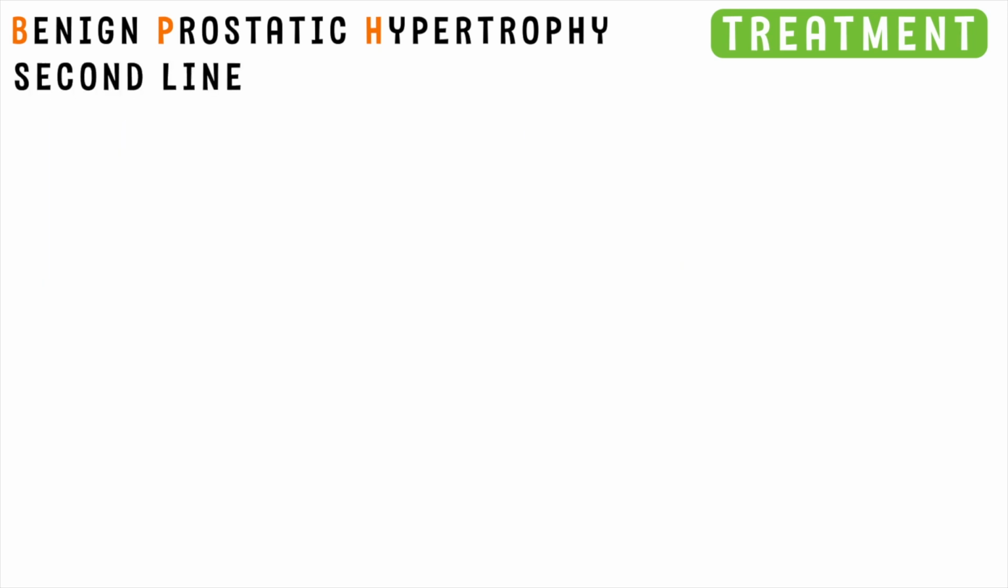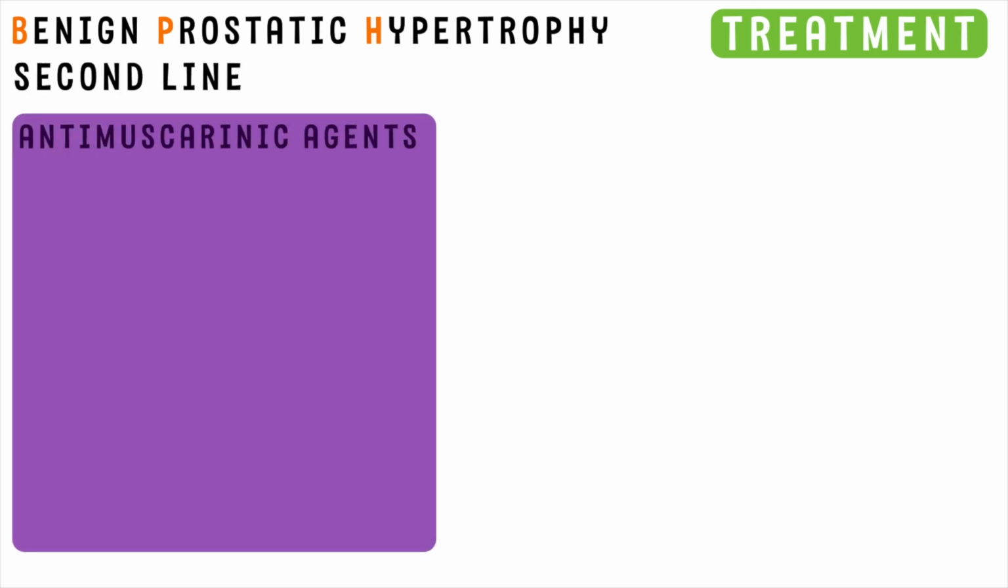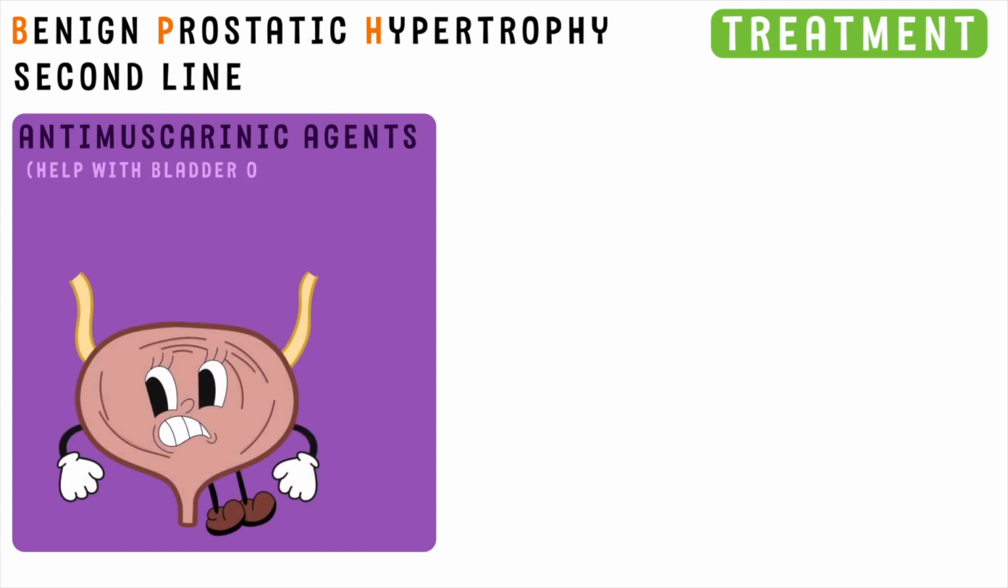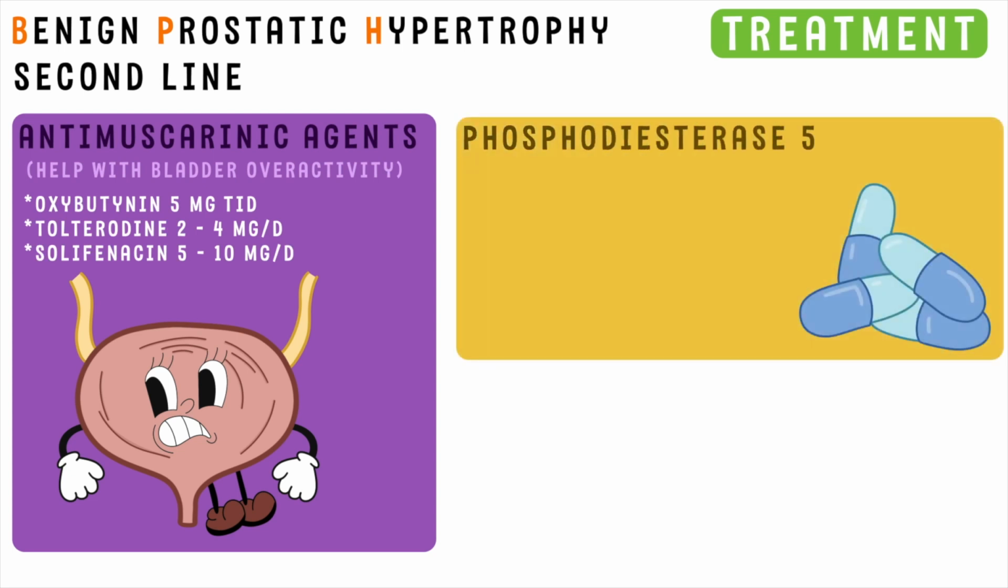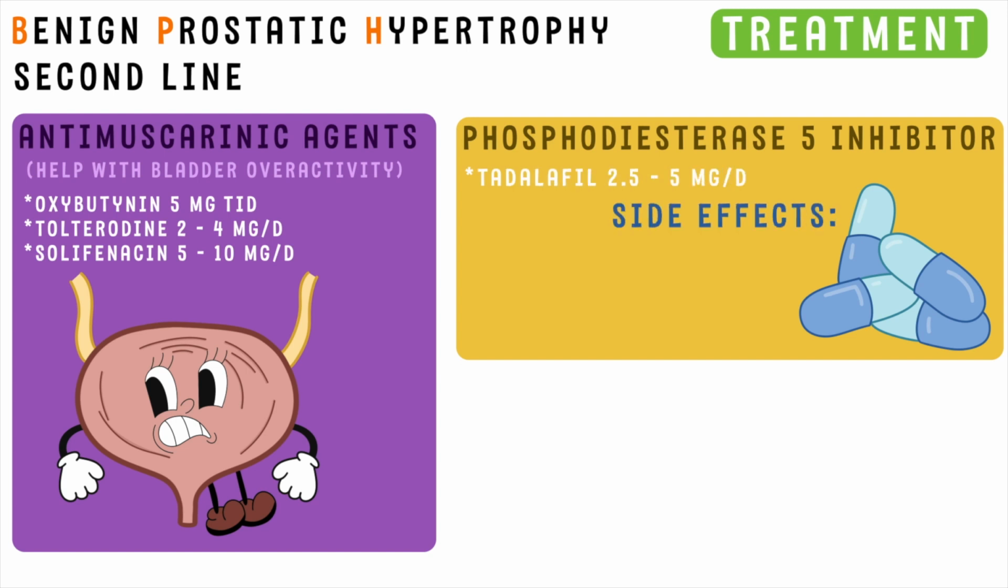In second line, antimuscarinic agents may help with bladder overactivity. They include oxybutynin 5 mg, tolterodine 2 to 4 mg daily, and solifenacin 5 to 10 mg daily. Next is phosphodiesterase 5 inhibitor, like tadalafil 2.5 to 5 mg daily. The side effects include back pain, dizziness, headache, and dyspepsia.